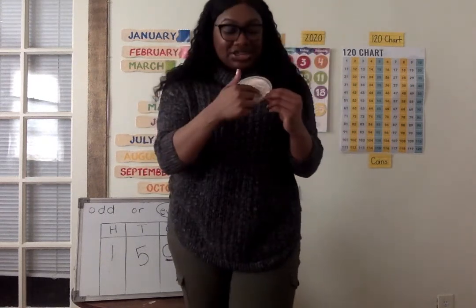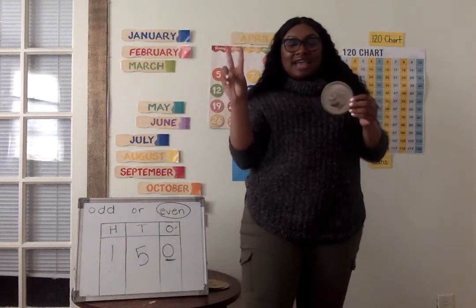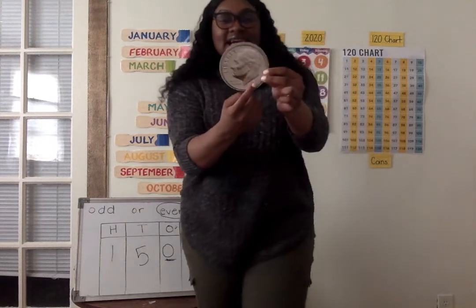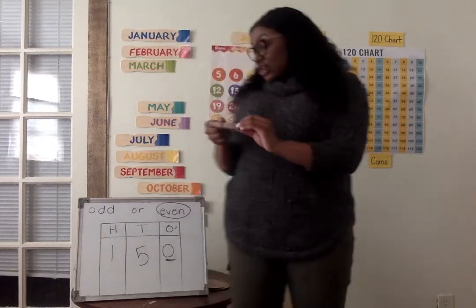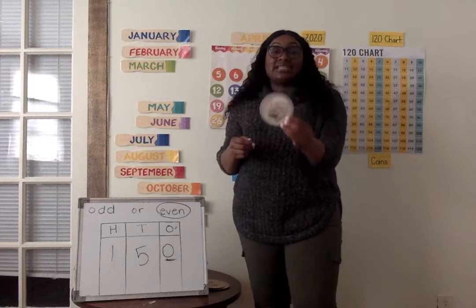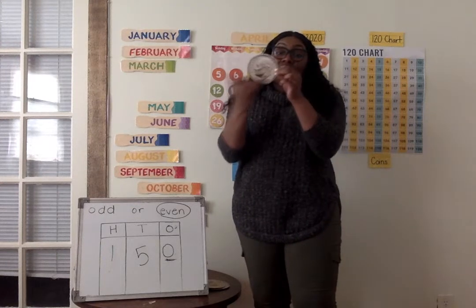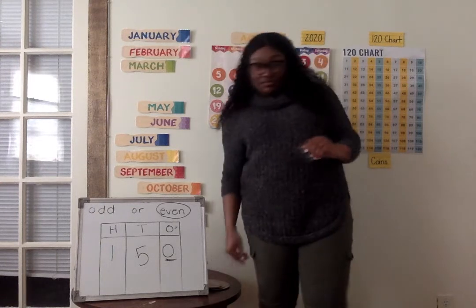Aha, because there's a straight line. On the dime, I see a straight line. Great job, friends. You know this is a dime. It's worth 10 cents. And you knew it was a dime because he has a straight line.